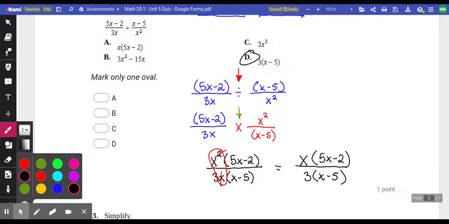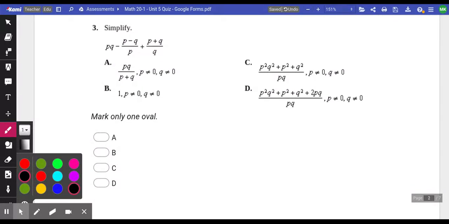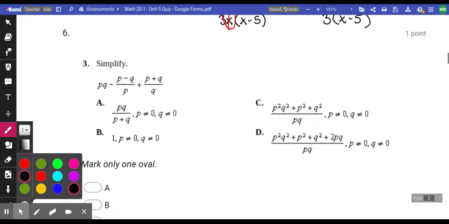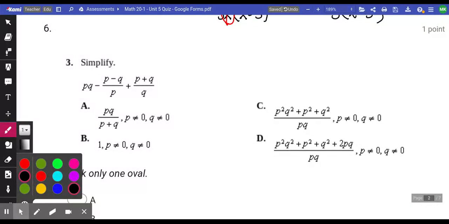Awesome. Number 3. Simplify that thing. To simplify, first thing I do is factor. I can't factor that thing, right? But I am going to put brackets around my binomials, like this.